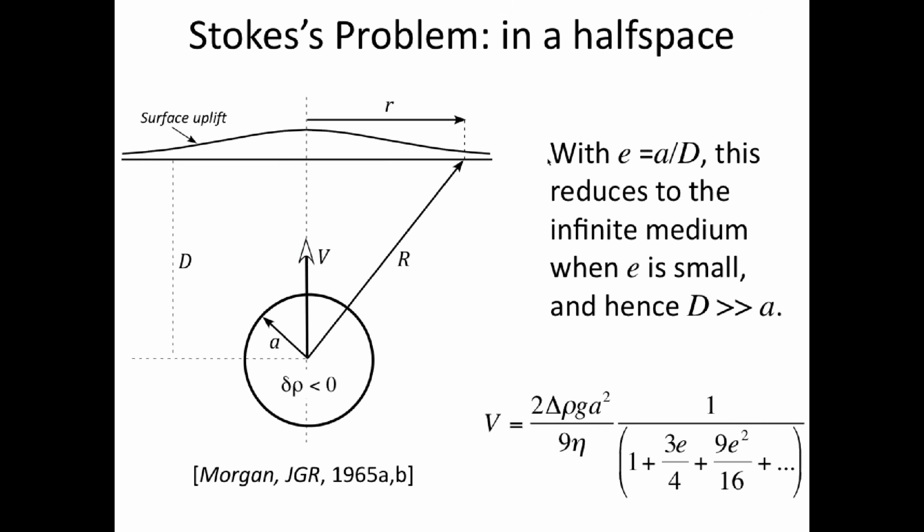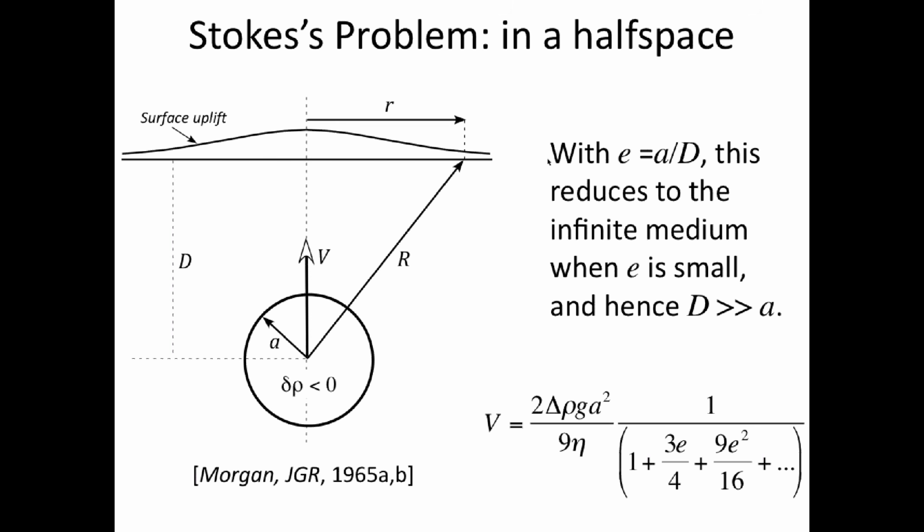Well, what Jason Morgan did, Jason Morgan, the other person who discovered plate tectonics, back before he did that in 1965, is he looked at this problem, but with a roof on the top. He says you don't have a full infinite space, you have a half space of fluid. You have a sphere in here with a radius A. This one we're going to make less dense so it rises, and it deflects the surface. It rises with a speed that looks like Stokes' speed, but it's corrected because of the influence of the surface.